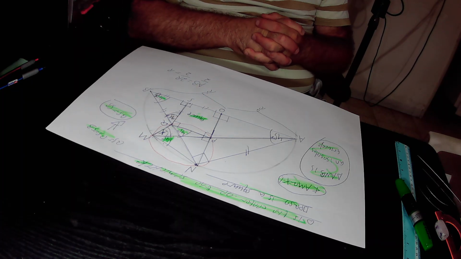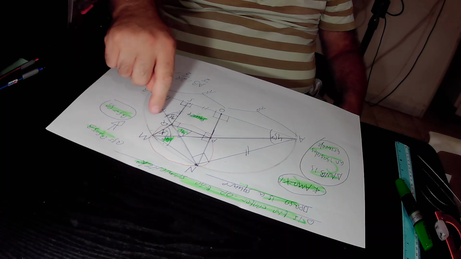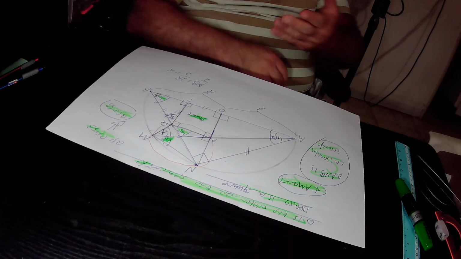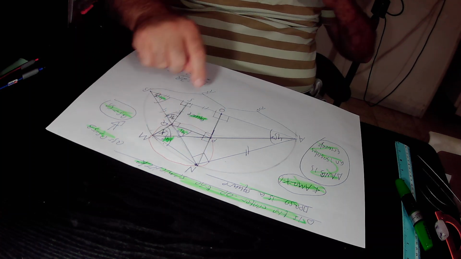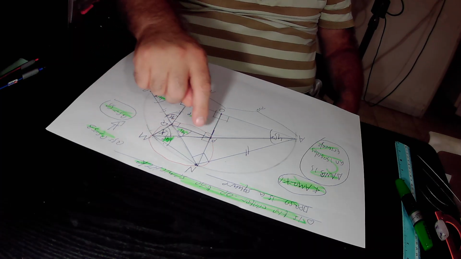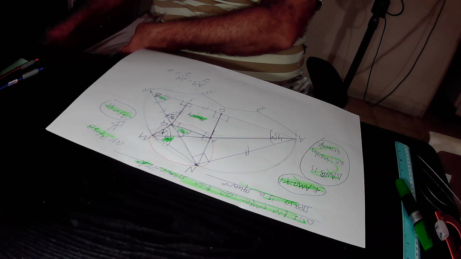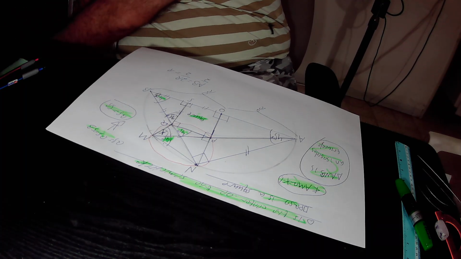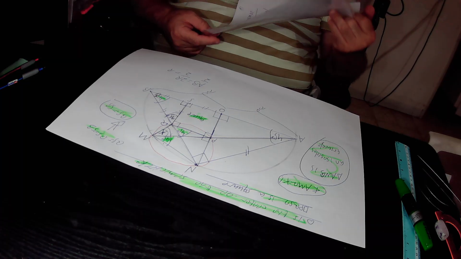Therefore, actually, this quadrilateral NMQP is a cyclic quadrilateral. That is to say, quadrilateral NMQP can be enclosed by a circle. Let me explain why this quadrilateral NMQP can be enclosed by a circle. First of all, we know that any triangle can be enclosed by a circle. Again, any triangle can be enclosed by a circle.